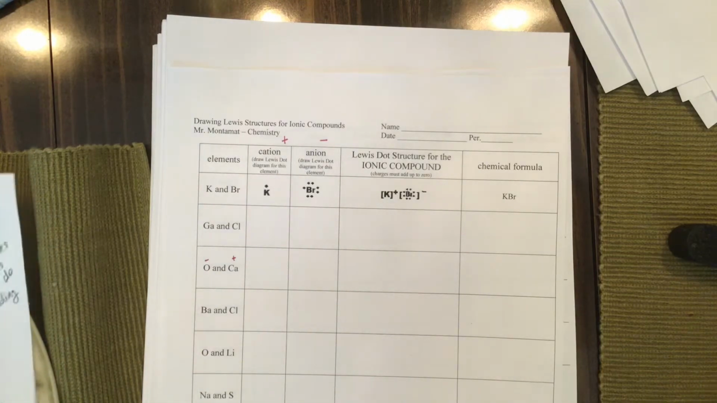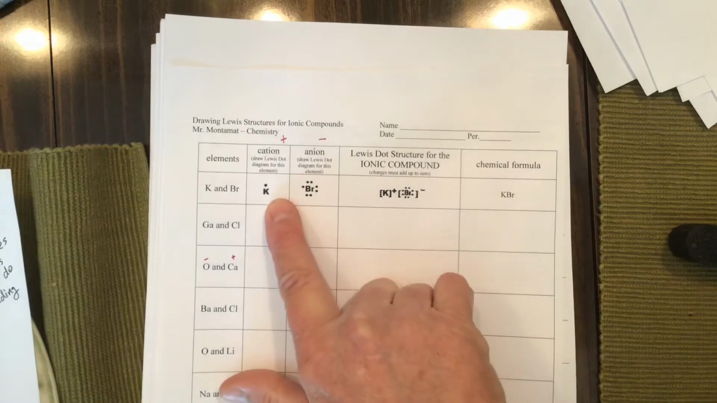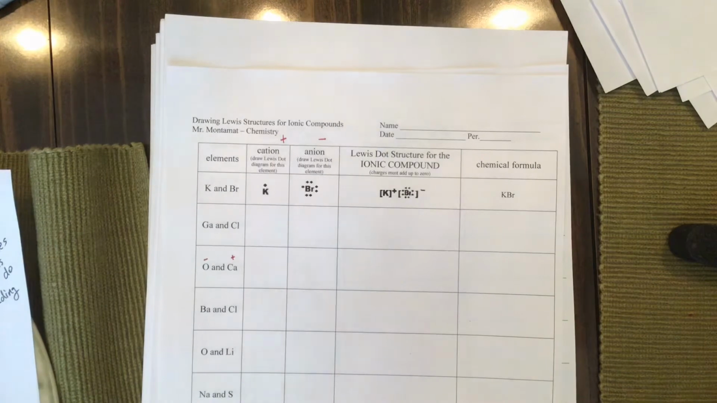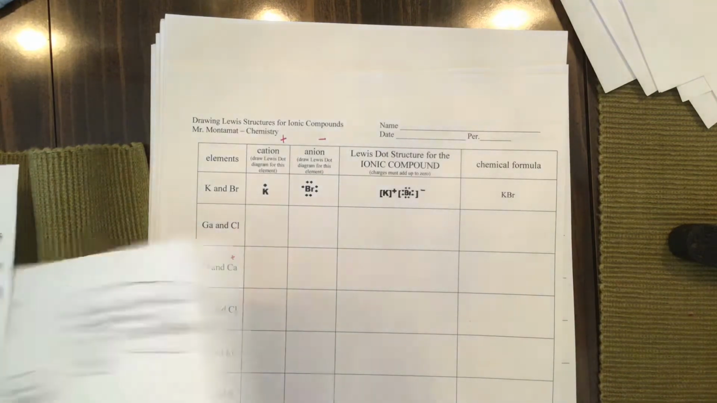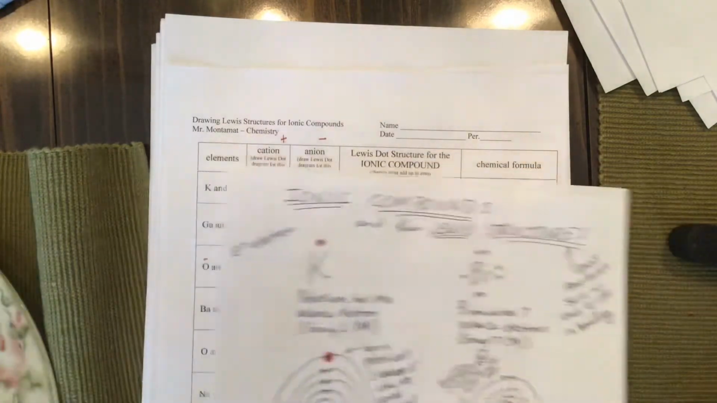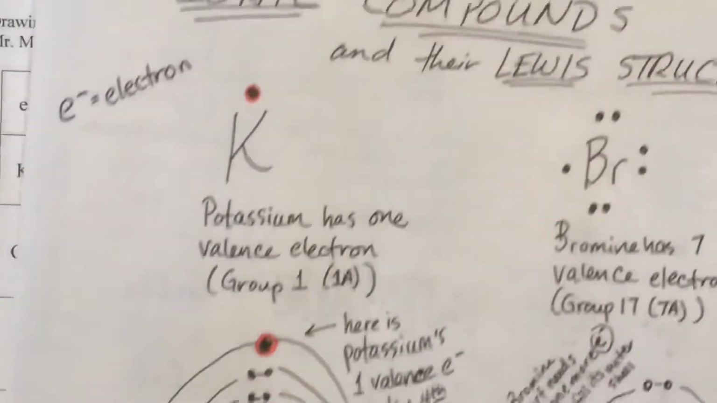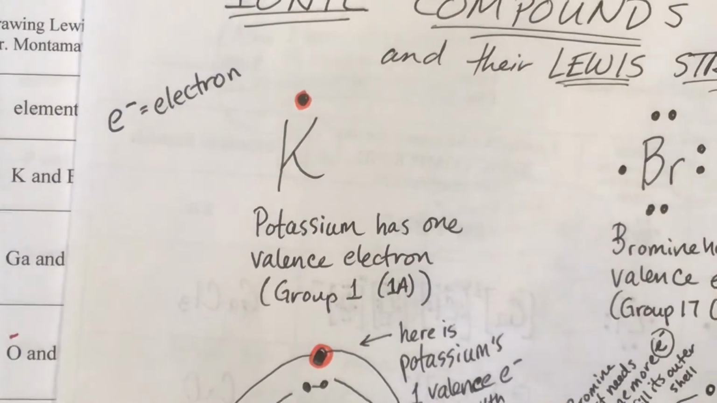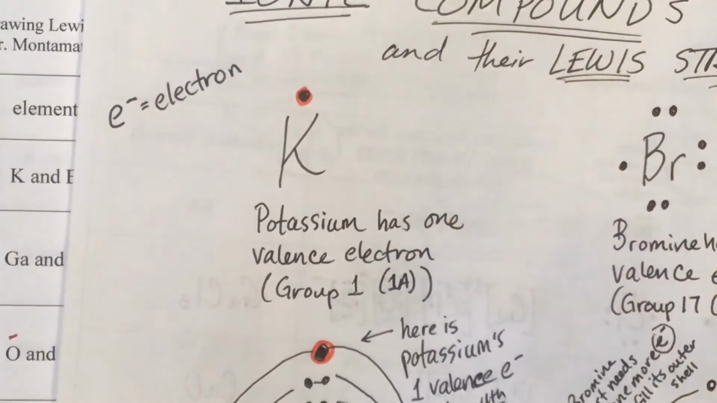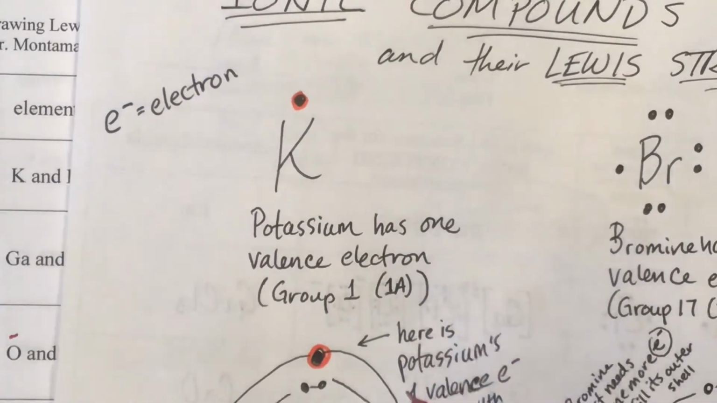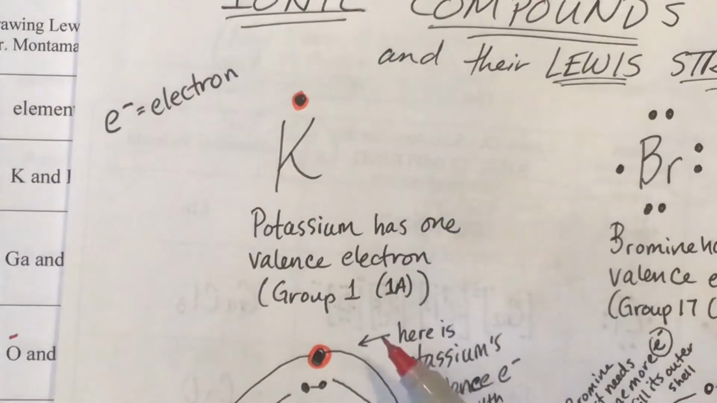Okay, the first thing we start off with is drawing the Lewis dot diagram for the elements. Remember, the Lewis dot diagram shows just the valence electrons. Here we have potassium. Potassium has 1 valence electron, and there it is, that red dot. Potassium is in group 1, 1A. That tells you how many valence electrons it has.